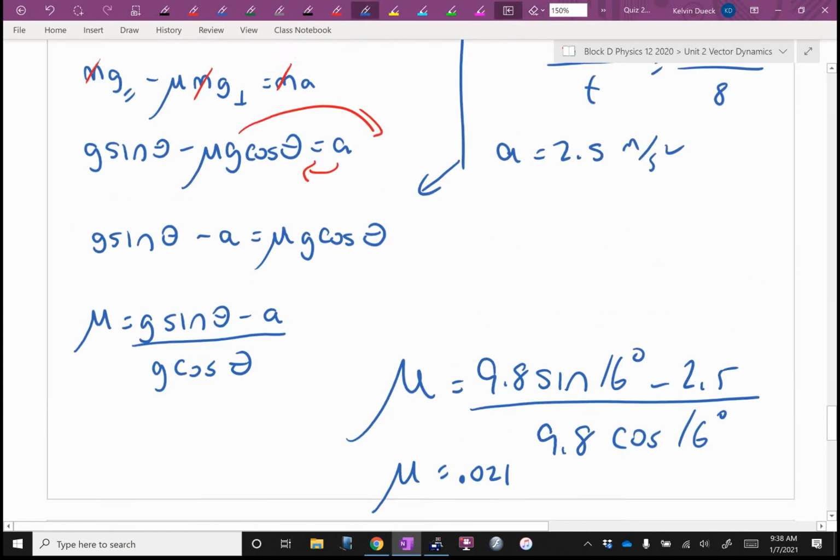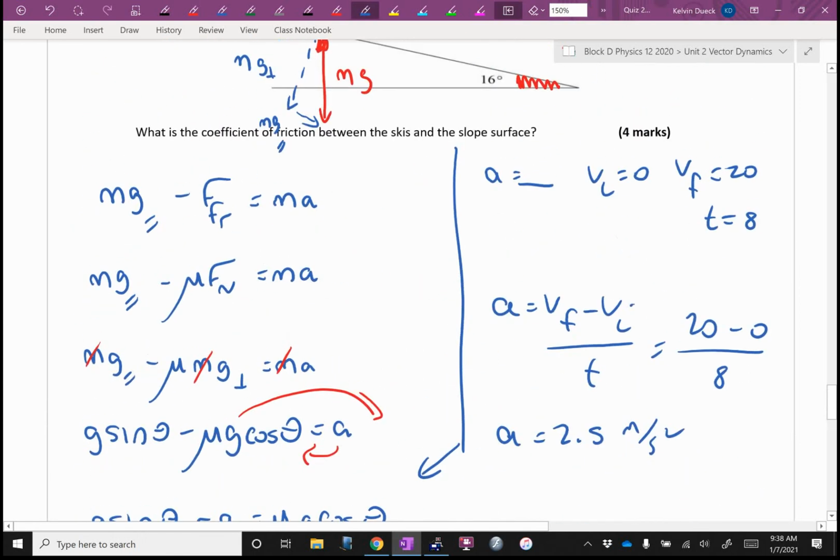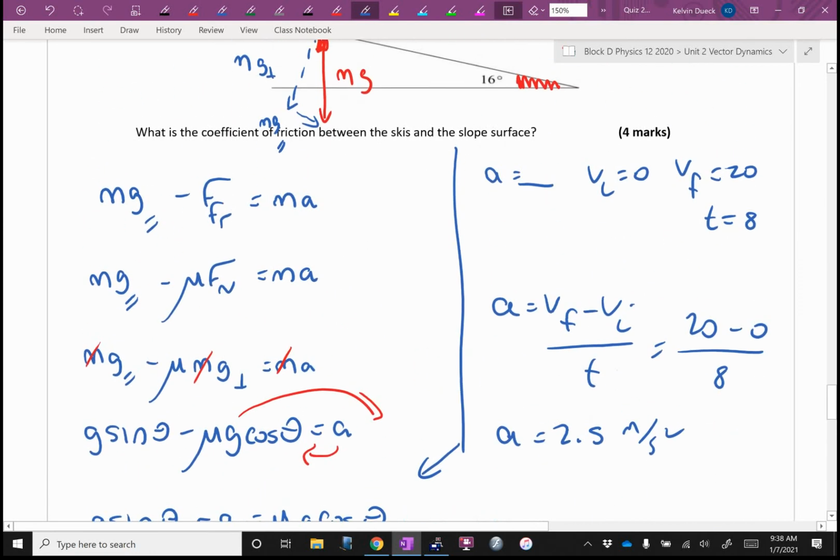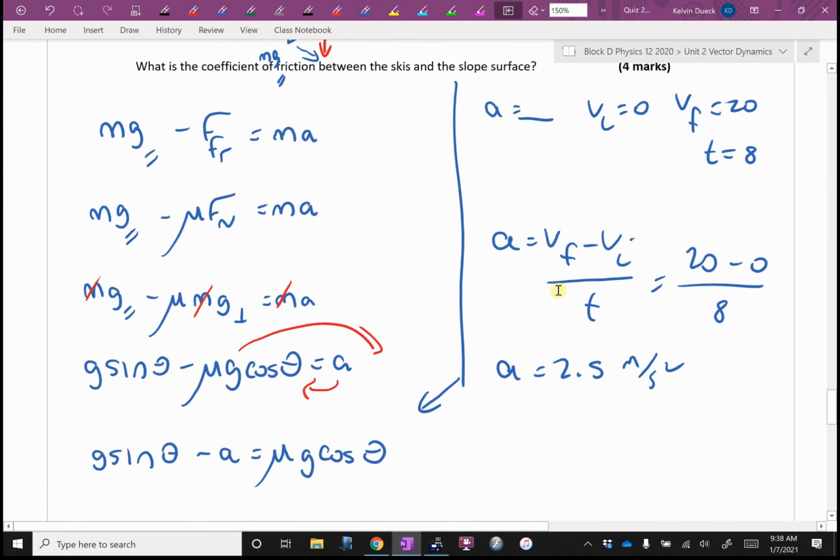4 out of 4 for that. By the way, I need to change these quizzes because this really should be worth 7 marks because look at all the steps, right? So if you got it right, 4 out of 4. Otherwise, how would I give up part marks here?